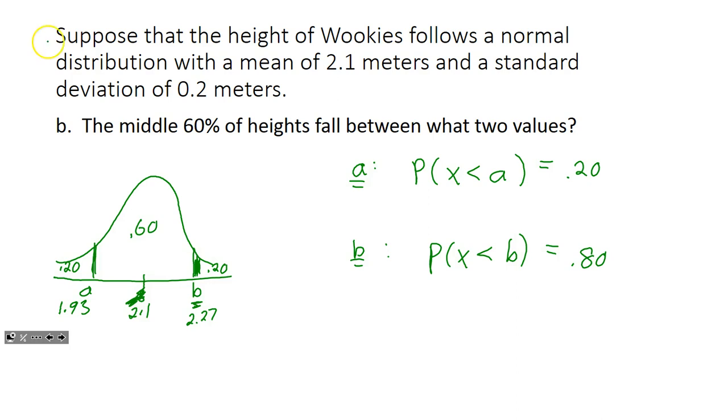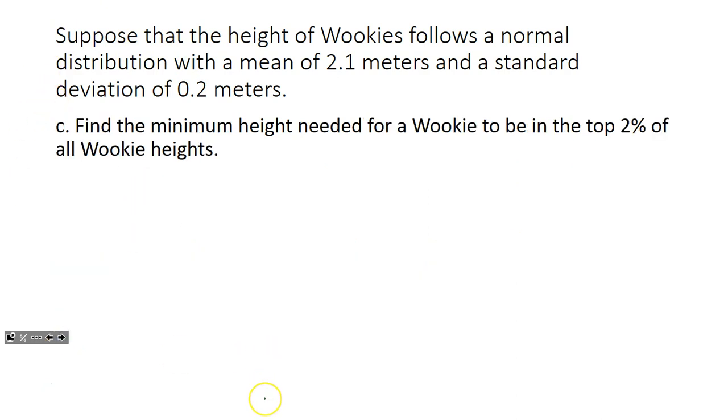Now I have one last problem that I'm going to do with you here. Let's see. I think it should be an easy one for you if you followed the last problem. Find the minimum height needed for a Wookiee to be in the top 2% of all Wookiees in terms of height.